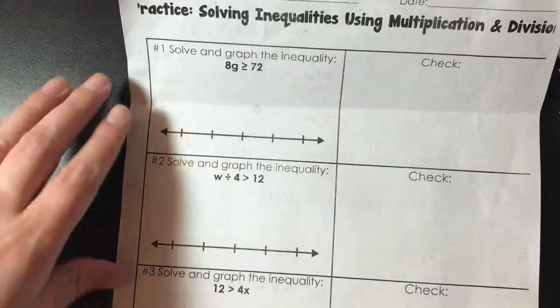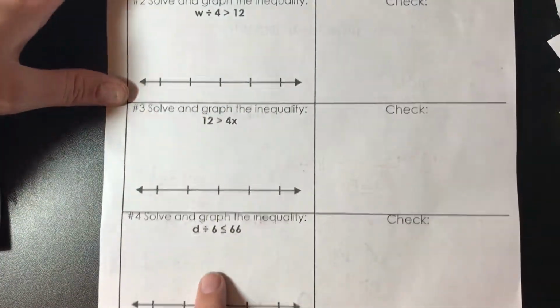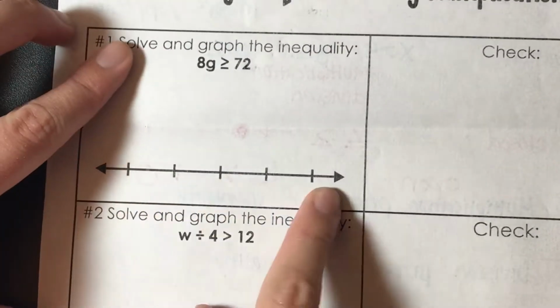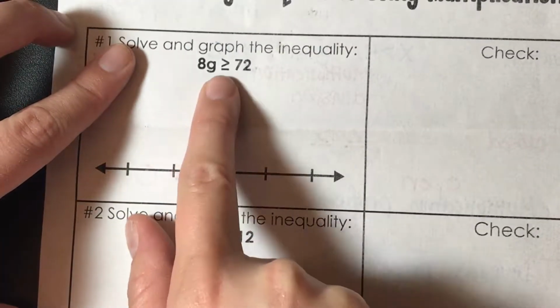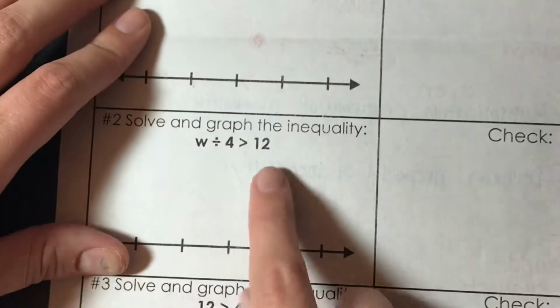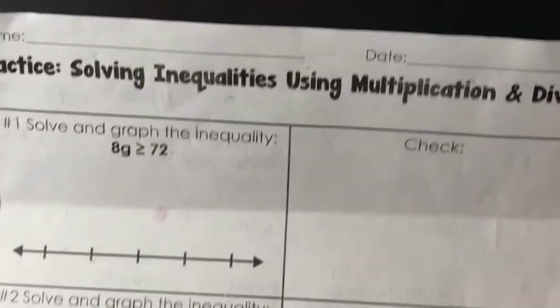Just like on the previous notes, you need to isolate the variable for all of these, graph them on the number line. You're going to have to put the numbers you want because all the numbers can wind up in different spots. These ones on our notes were pretty close together, right around positive 2, positive 3. But now you got numbers up in the 72 region, 12s again, 66. So you have to put in the numbers and then make sure you check.